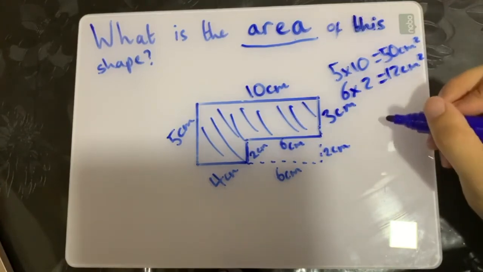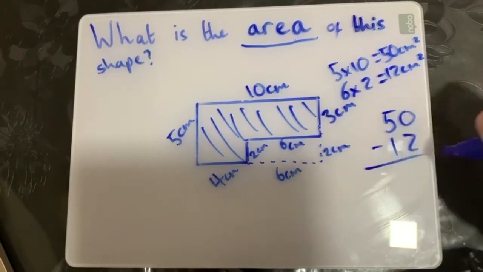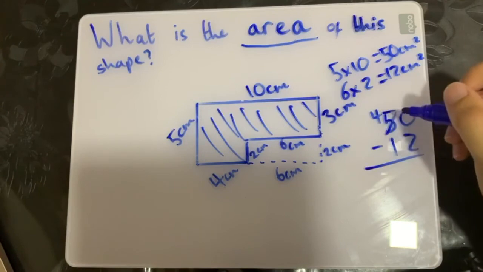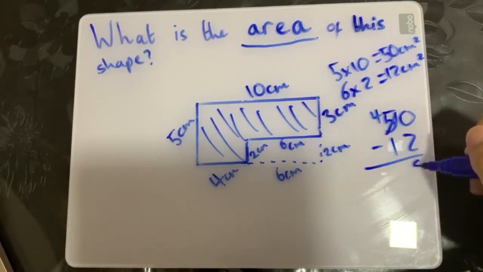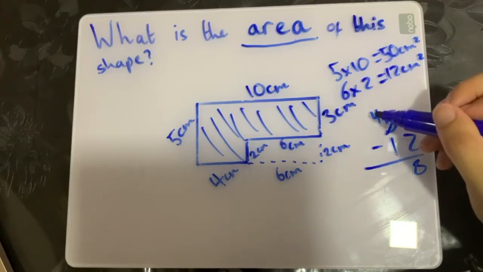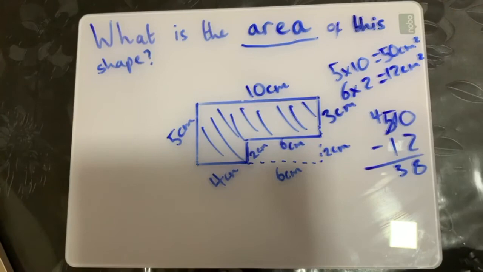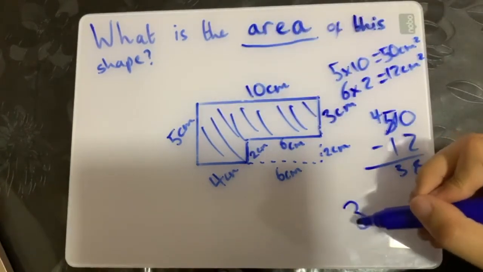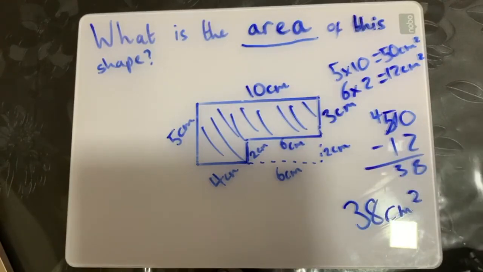Okay, so I'm going to do column subtraction. So I can't do 0 take away 2. So I'm going to exchange this for a 10. So 10 take away 2 is 8. And 4 take away 1 is 3. Which means that my area for this shaded bit of my shape is 38 centimeters squared.